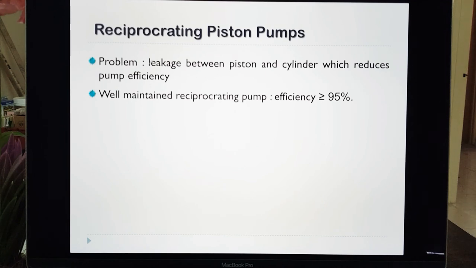And then we have another problem for the piston pump. It has the risk of leakage between the piston and the cylinder, which will reduce the pump efficiency. So somehow you will see water dripping from this piston pump because there is some leakage. A well-maintained reciprocating pump will deliver almost 95% of the fluid that is being flown.